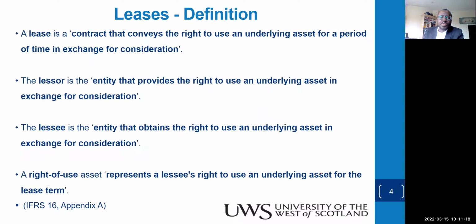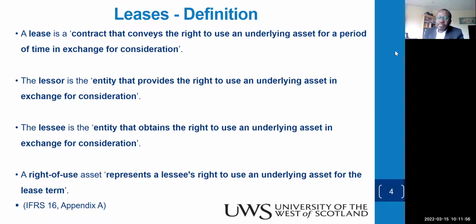A lease, in terms of the technical definition provided by IFRS 16 Appendix A, is normally a contract that conveys the right for somebody, a company, an individual, to use an underlying asset, because we all lease. We go for hire purchase vehicles, we go for mortgages. There are all types of leases. It gives you, the one acquiring this property, the right to use that asset for a period of time in exchange for consideration that you pay.